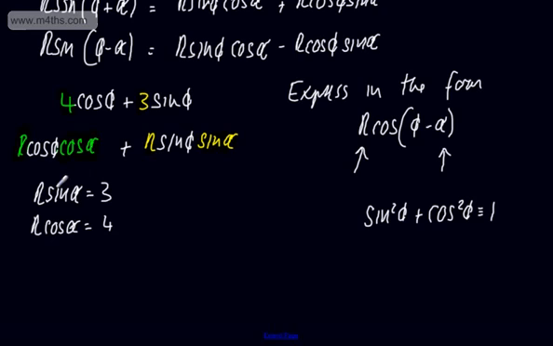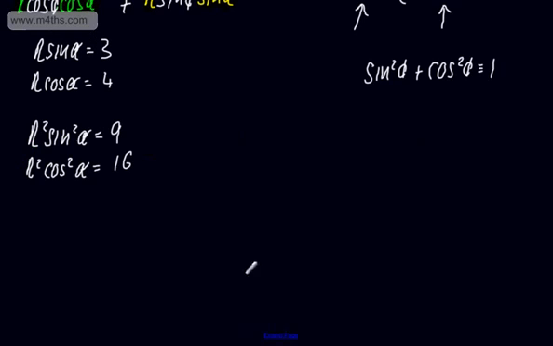If I square r sine alpha, we get r squared sine squared alpha equal to 3 squared, which is 9. If I take r cos alpha and square it, we get r squared cos squared alpha equal to 4 squared, which is 16. I'm going to add these and factor them. So r squared is a common factor. We have sine squared alpha plus cos squared alpha, and that will be equal to 9 plus 16, which is 25.